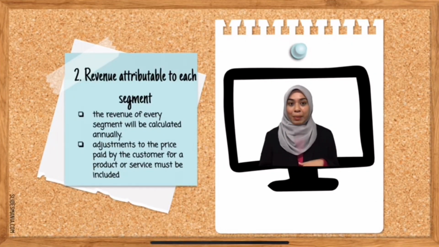The second step is revenue attributable to each segment. Once segments have been determined, yearly revenue is calculated per segment. How this is done will depend on the company's product or services. To identify the exact amount of revenue earned by each customer and the aggregated amount from the customer segment, adjustments to the price paid by the customer for a product or service must be included. For example, discounts, service fees, or product enhancement costs.